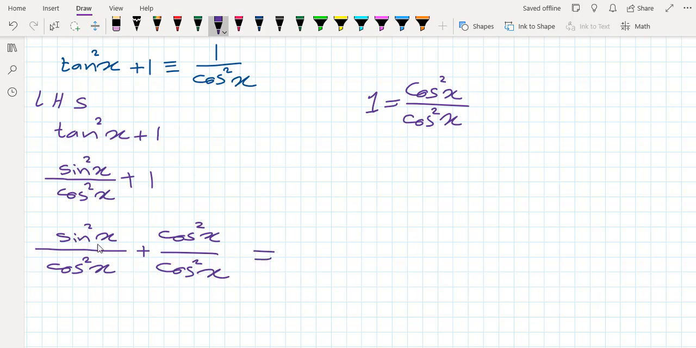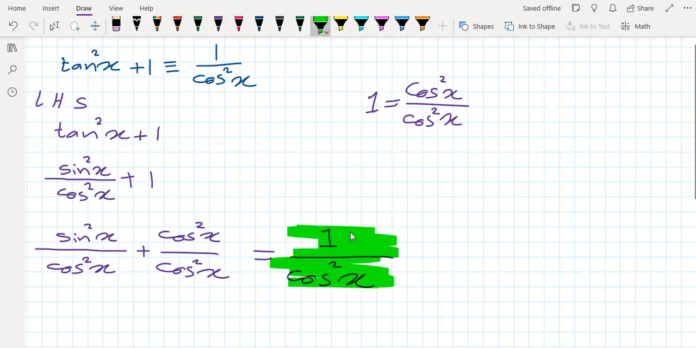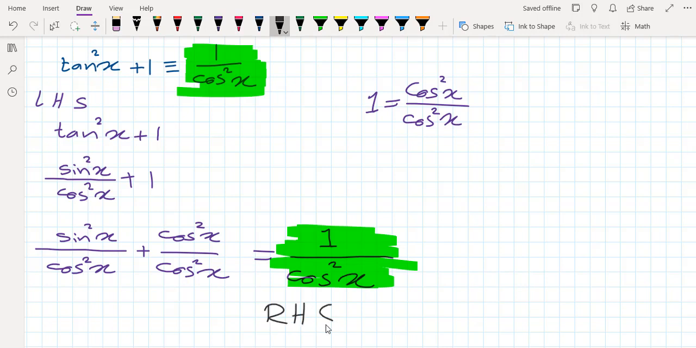I can add the numerators, and the numerators are sine squared and cosine squared. So sine squared plus cosine squared is equal to 1. It's a rule. And the denominator is just cosine squared x. If we look at this and the right hand side in the question, we see they are the same thing. So we just state here, right hand side.